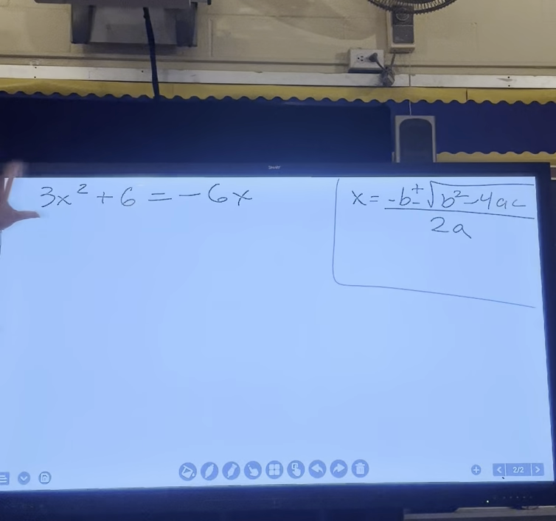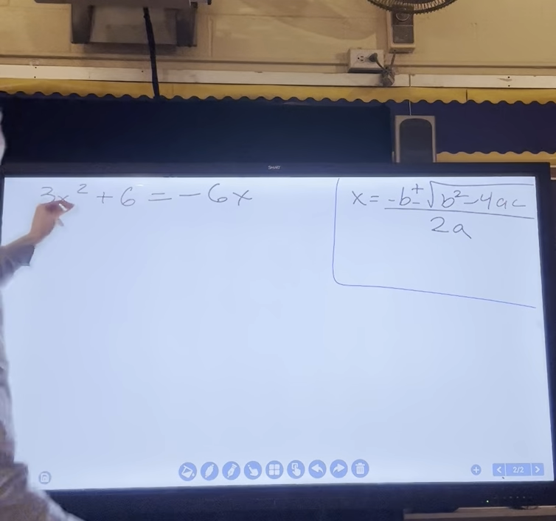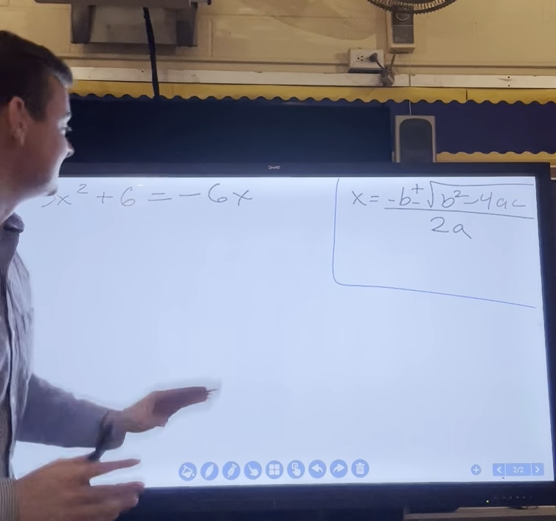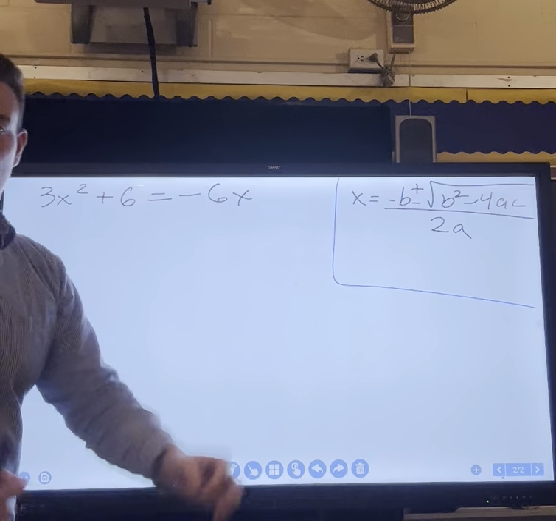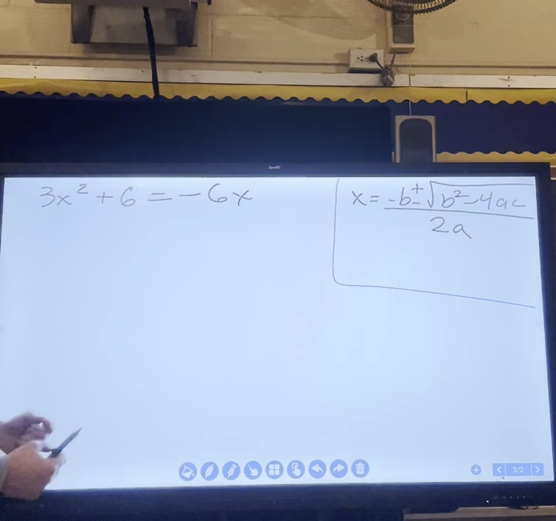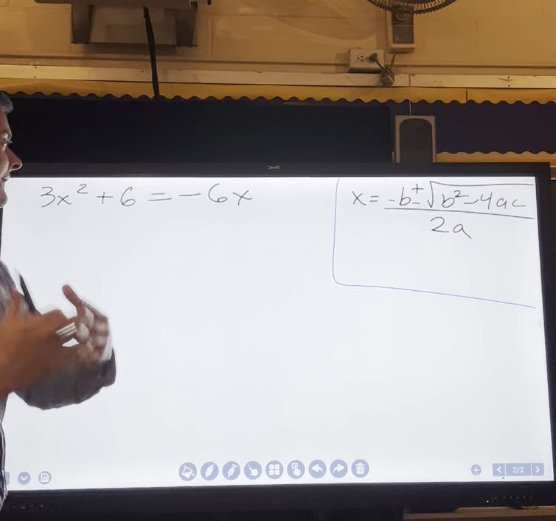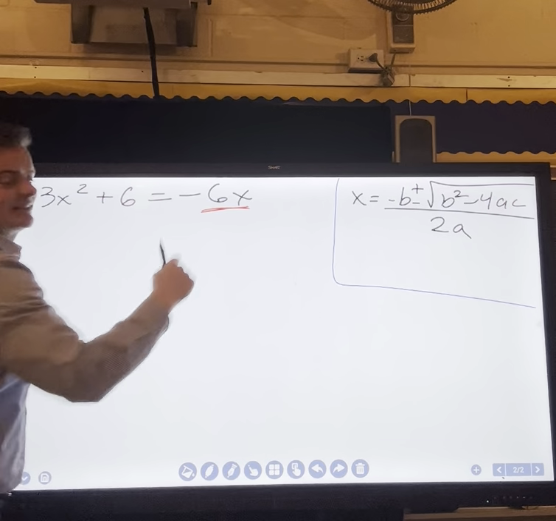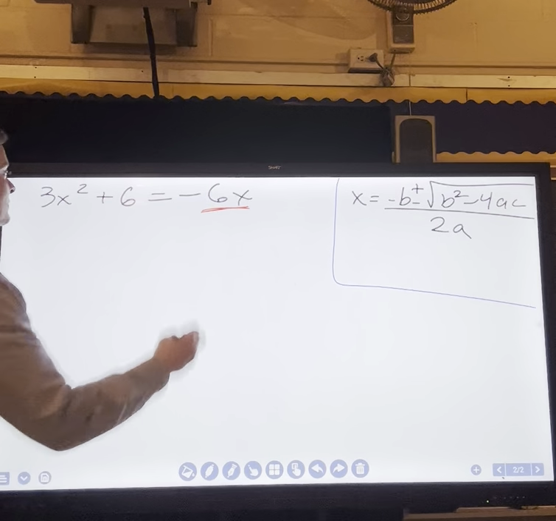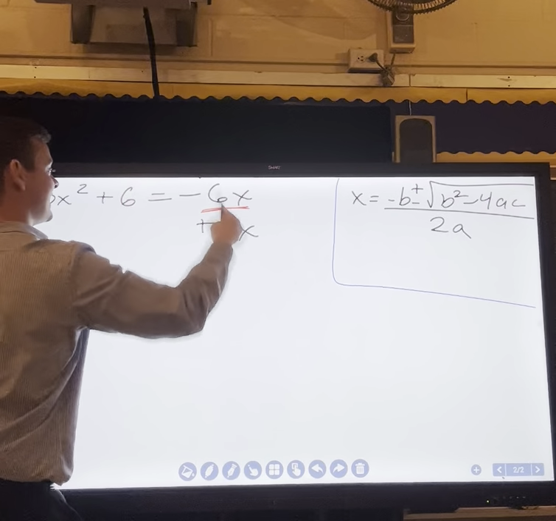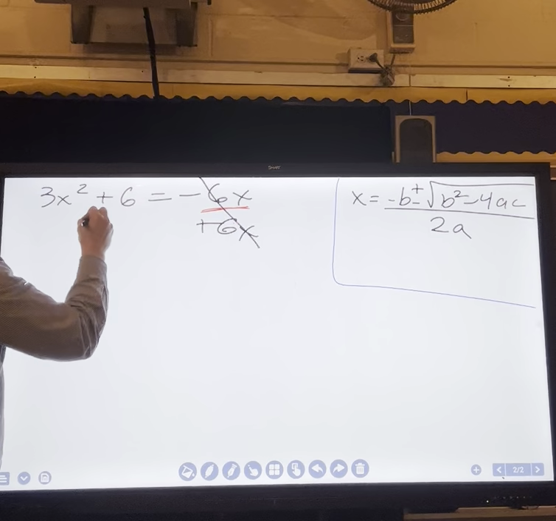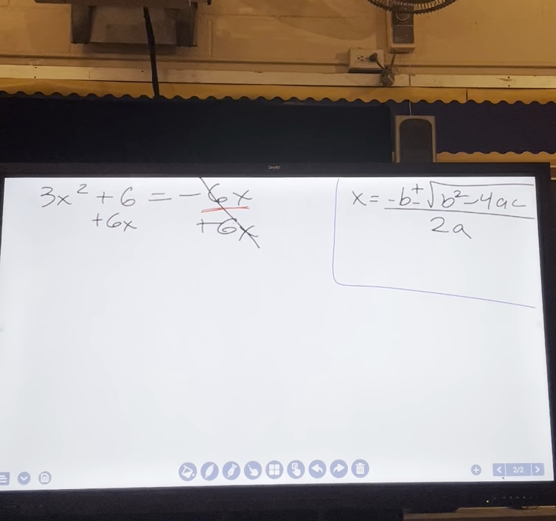So here I have my quadratic, and the first curveball is that not all of my terms are on the same side of the equation. So I can't do my A, B, and C yet until I get them all on the same side. Here I see that negative 6x is on the wrong side, so I have to add 6x. And if I do it to one side, I do it to the other side here.